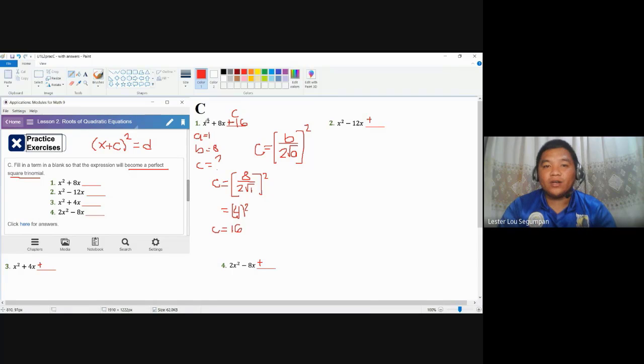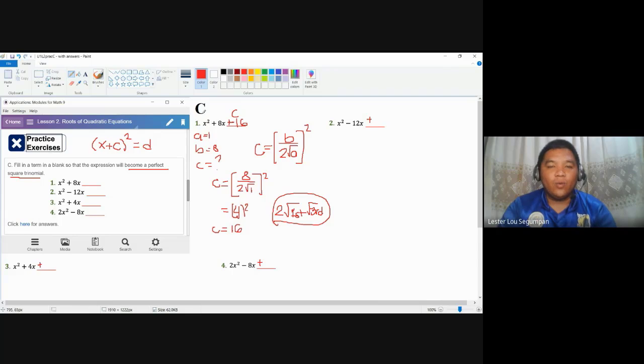The first term is a perfect square of x. Right? The last term now is a perfect square of 4. Let's try to have a short review of your previous grade level. We could tell if a trinomial is a perfect square trinomial if the first term is a perfect square, the last term is also a perfect square, and the middle term is 2 times the square root of the first term and the square root of the third term. This should be what will happen in the middle.